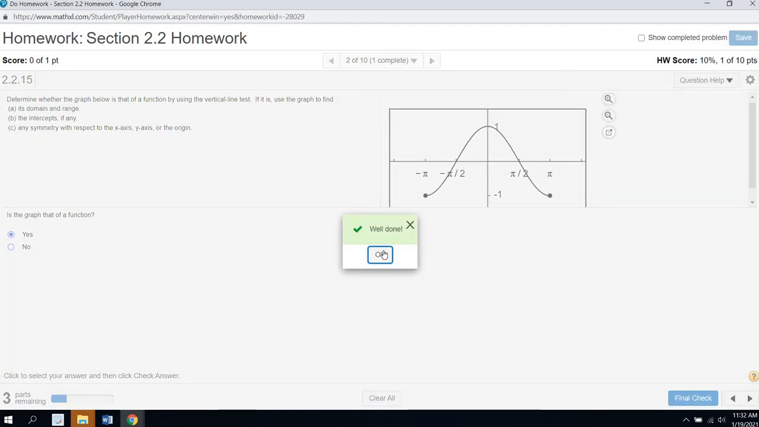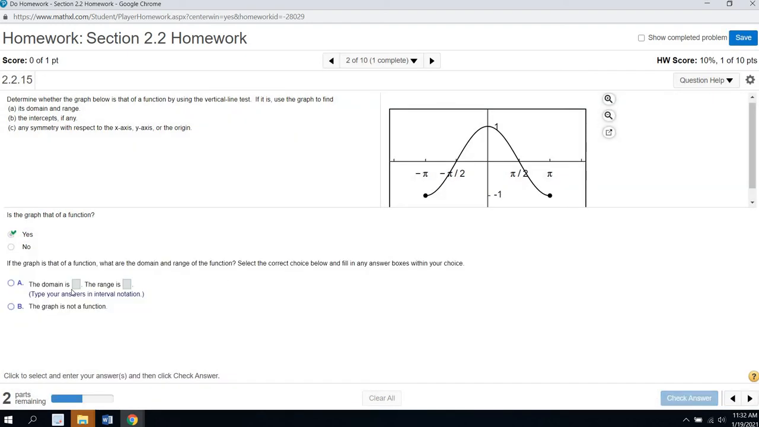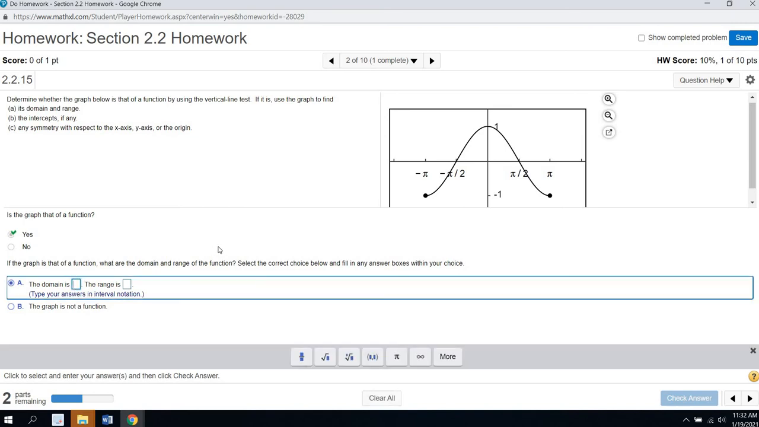Okay, perfect. What's the domain? The domain, see these dots at the end? That means it stops there. So the domain's from minus pi to pi. So we do minus pi, comma, pi again. And I hope you're okay that I'm doing it here with you in the actual homework. I think it helps.